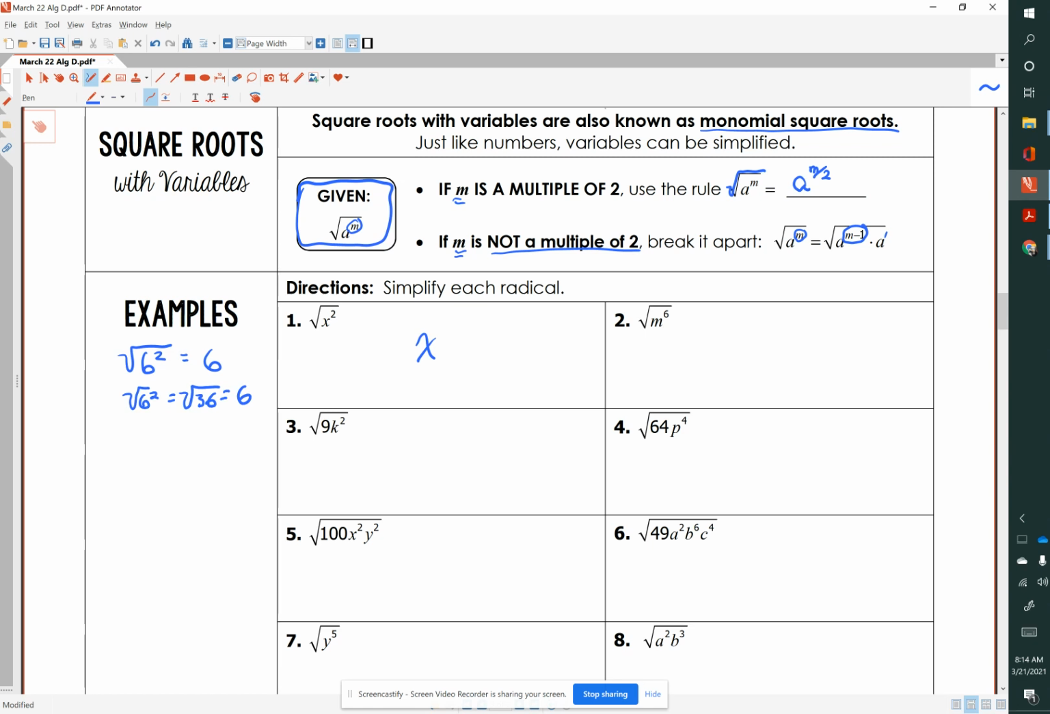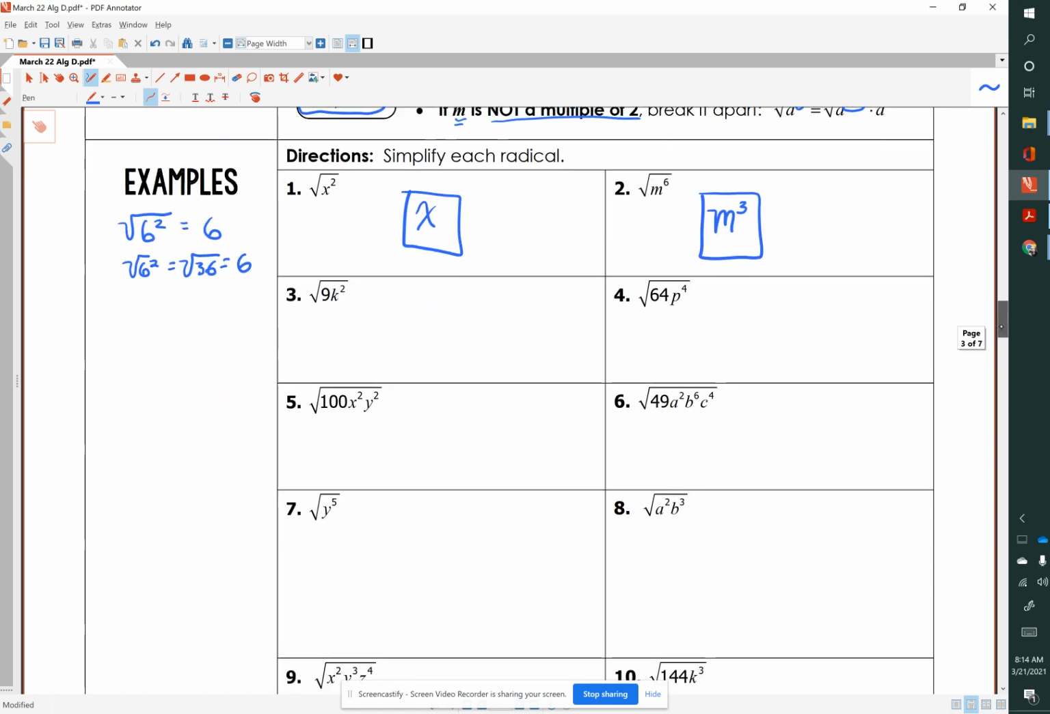So then number 2, we look at the exponent. What is the square root of m to the 6th power? And the exponent is a multiple of 2. So the square root of m to the 6th power will be m to the 3rd power. We just divide it by 2. So why don't you try, let's go all the way through 6 and then come back to the video.